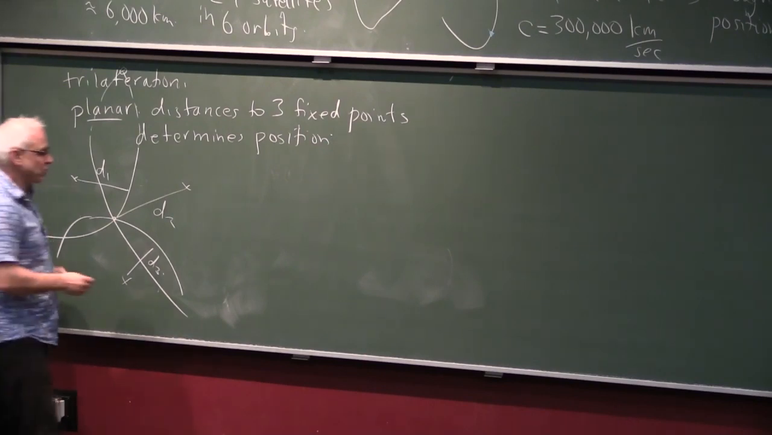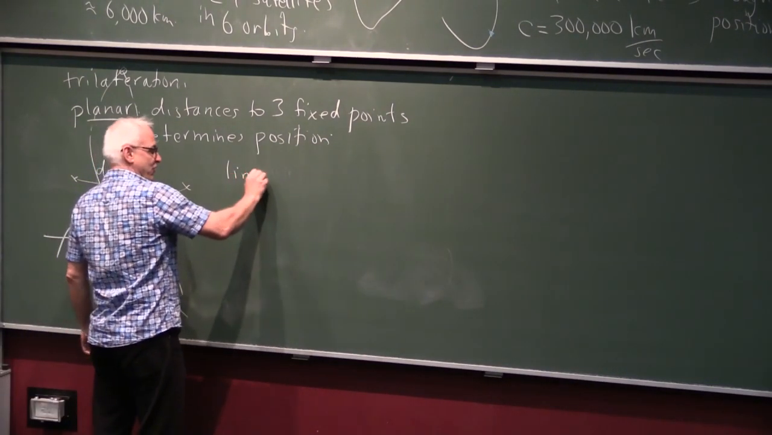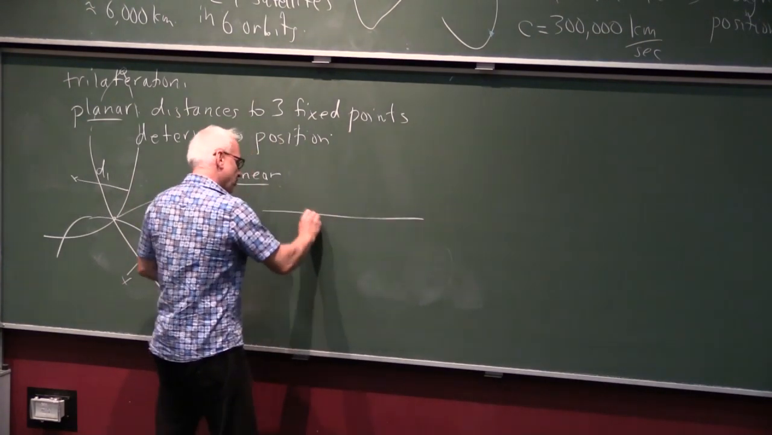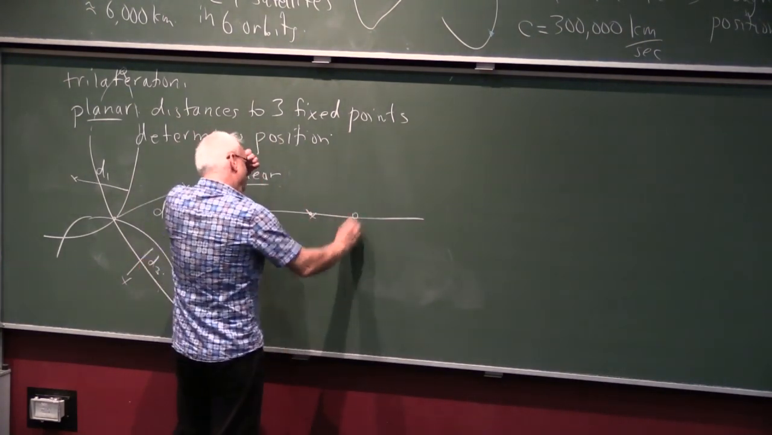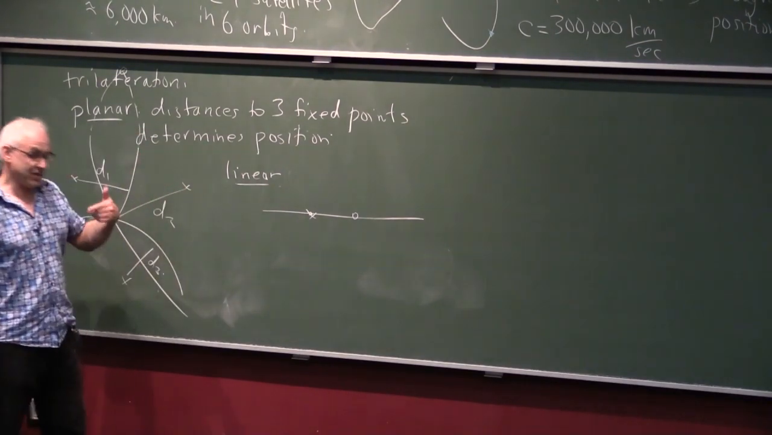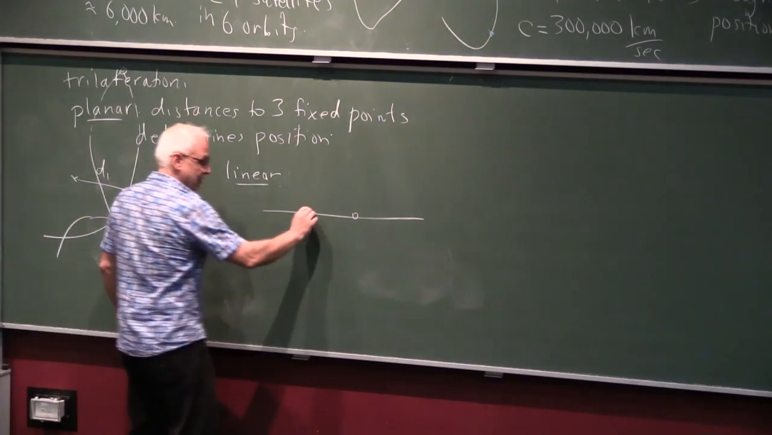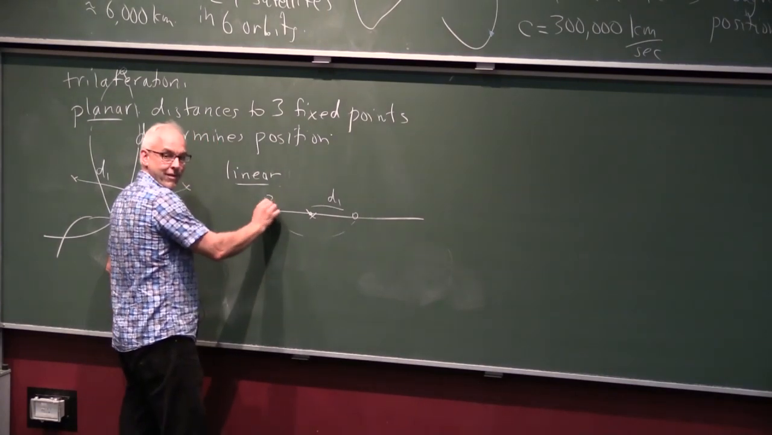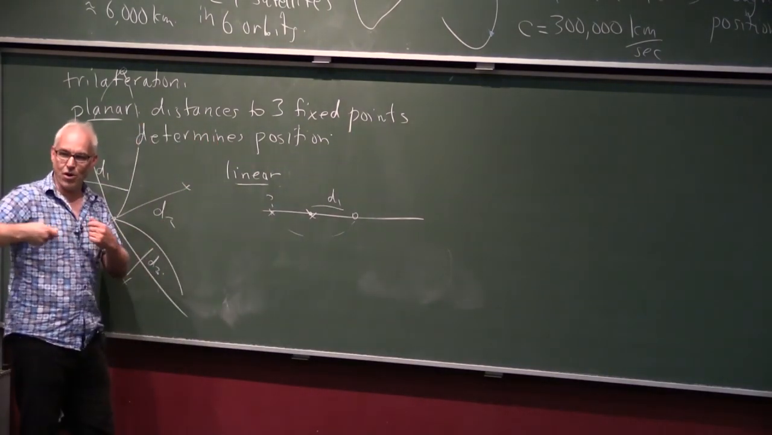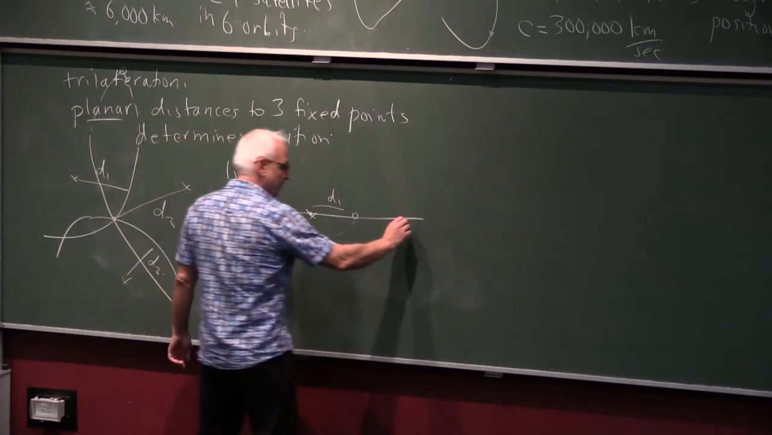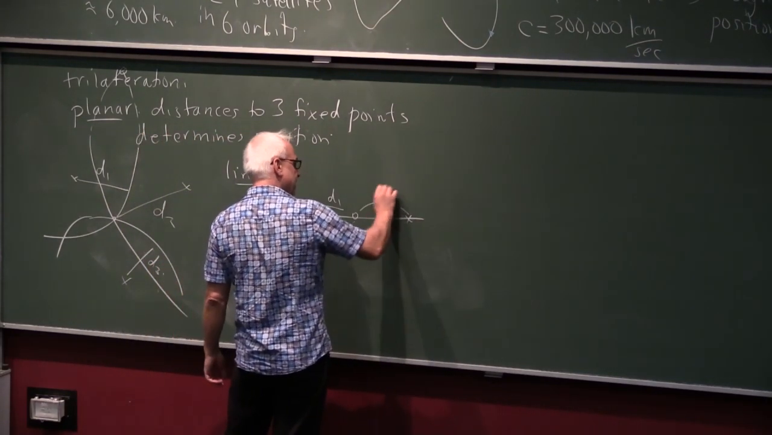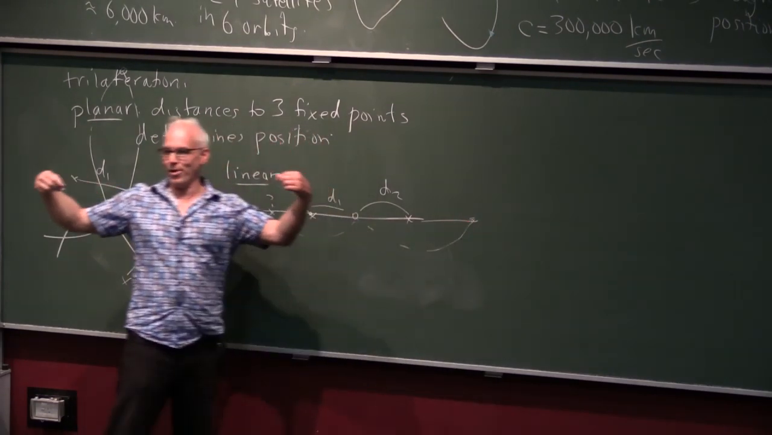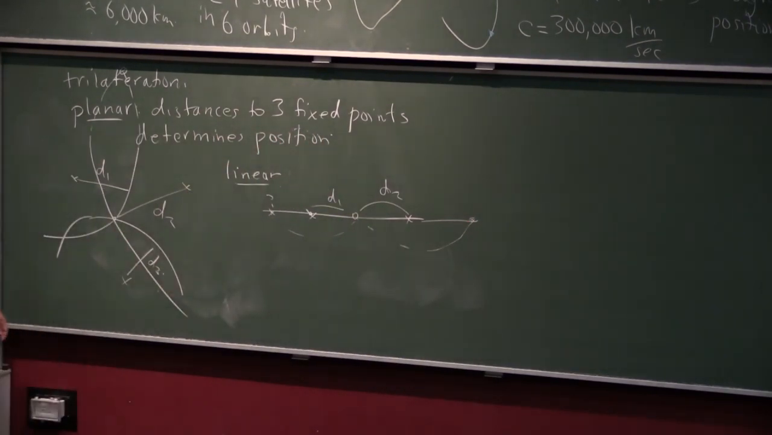Okay, I might just mention that there's also a linear version of this. Simpler, but still in the same spirit. So if you have an unknown point and you know your distance from some fixed point, say d1, well, then you could be here or you could be here. And you do need to know another distance in order to fix where you are. So you need a second distance, a detour that's really a sort of a circle, 2 points on the line.